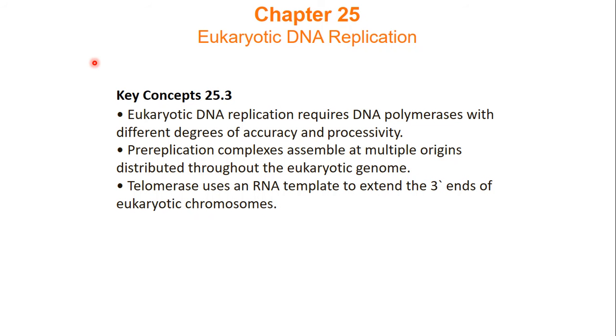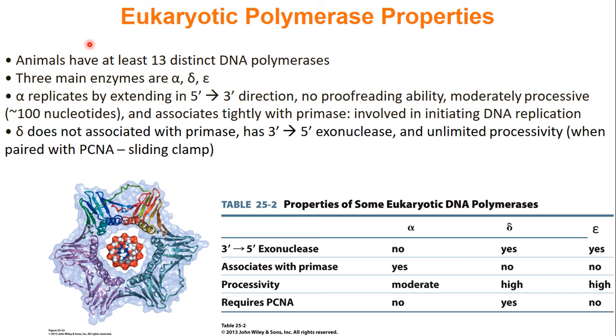In this video, we're going to begin to look at eukaryotic DNA replication. And as you can imagine, replication in eukaryotes is a little more complicated than it is in prokaryotes. Just as an example, animals have at least 13 distinct DNA polymerases that are used in synthesis or repair of DNA. We're just going to talk about some of the basics to start with, and your main enzymes are alpha, delta, and epsilon.